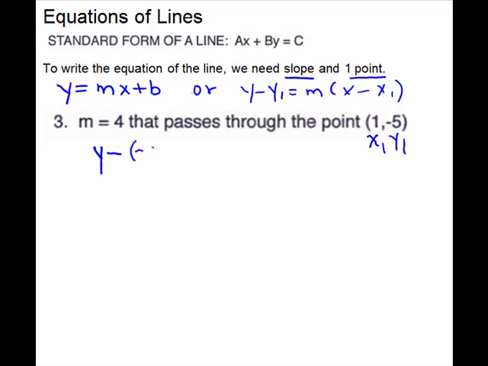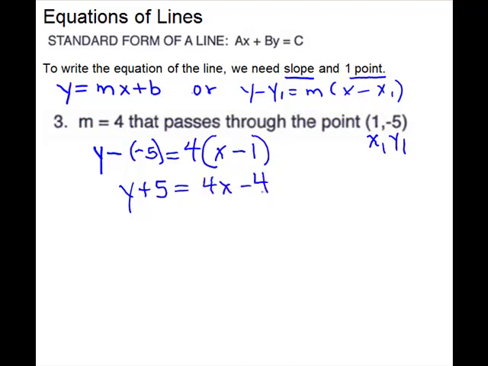Be careful. Use parentheses. Equals m, which is 4, times x minus x1, which is 1. All right, let's clean it up. So we have y plus 5 equals 4x minus 4. We can easily go to slope-intercept form here by subtracting the 5. So we'll subtract a 5 from both sides, which will give us y equals 4x minus 9.